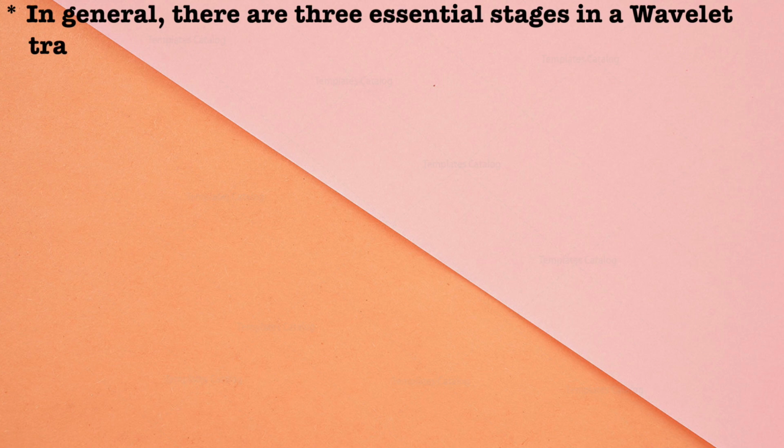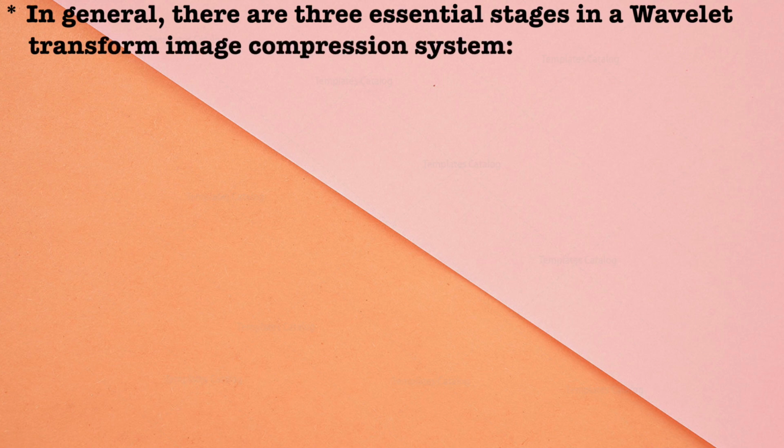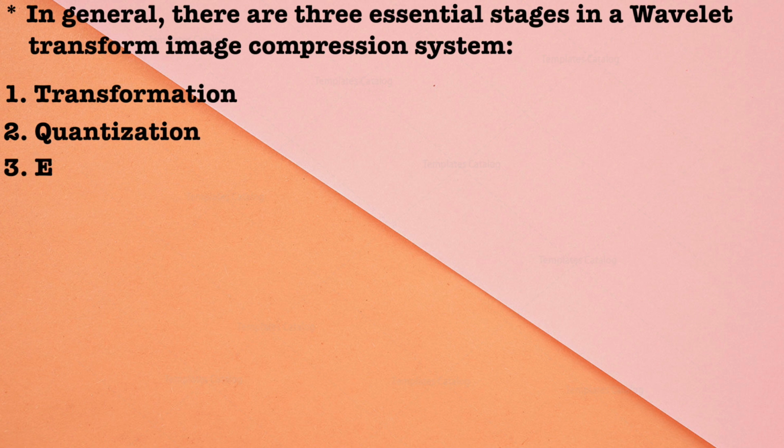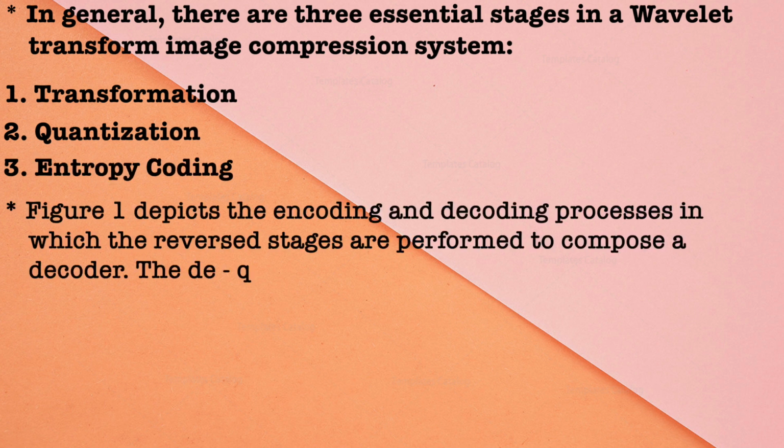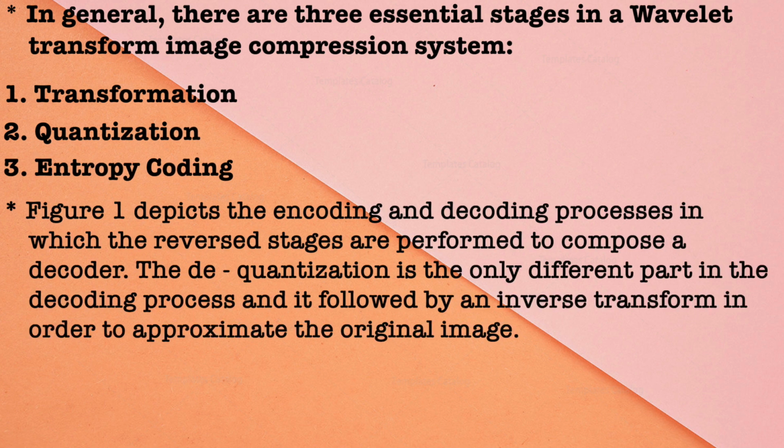In general, there are three essential steps in a wavelet transform image compression system: transformation, quantization and entropy encoding. Figure 1 depicts the encoding and decoding process, in which the reverse stages are performed to compose a decoder.